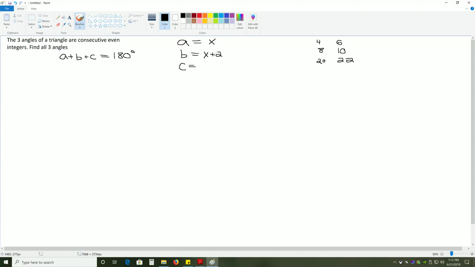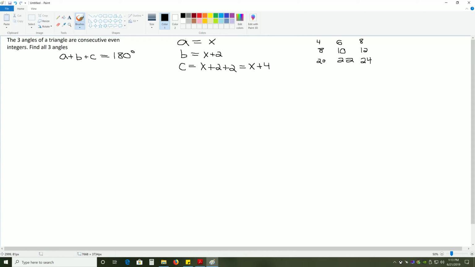If you take whatever B's value is, so if you go back to all three cases here, B was 6, so C would be 8. B was 10, so C would be 12. B was 22, so C would be 24. Which means if B is x plus 2, then C is x plus 2 plus 2, or x plus 4.